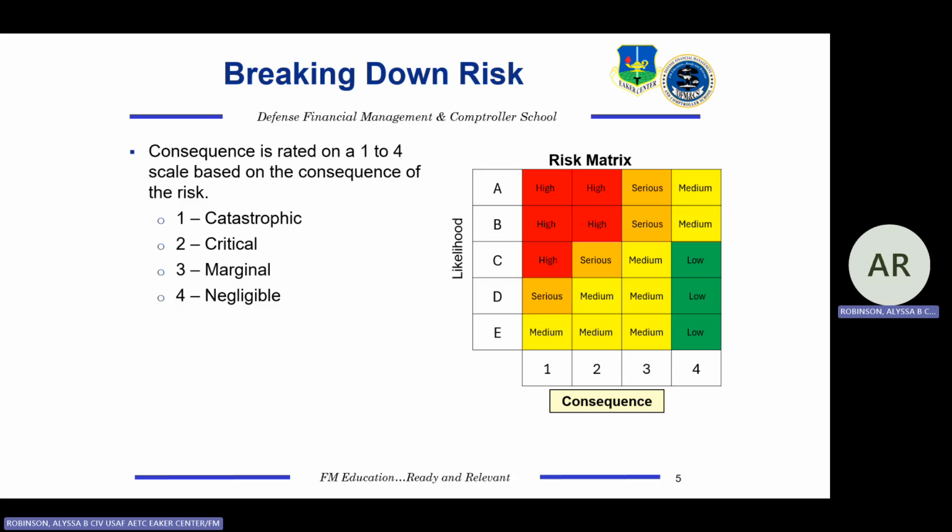2 is critical, so severe damage, major mission degradation, or significant financial loss. 3 is marginal: minor mission degradation, or localized financial discrepancies that can be resolved with internal workarounds. And 4 is negligible, and that's just minimal impact on the mission or budget and easily absorbed.